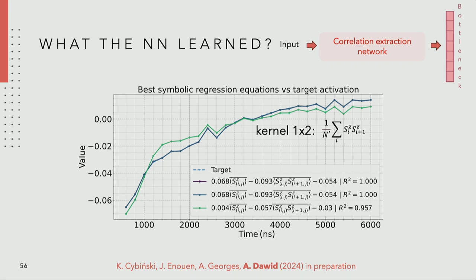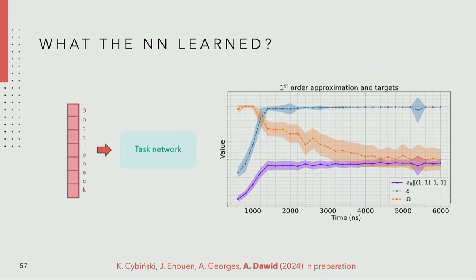What's more interesting now, given that we expected that to happen, is the second step. Given that we now know what the bottlenecks are, we have two values, right? One that's related to the magnetization, the other to the nearest neighbor correlator. Now let's see how the network is using them to do the task. So we will learn the functions of delta and omega with respect to the correlators. Let's do it step by step: in the first order approximation, we will just use one kernel, and in the second order approximation, we'll use both kernels to approximate the network.